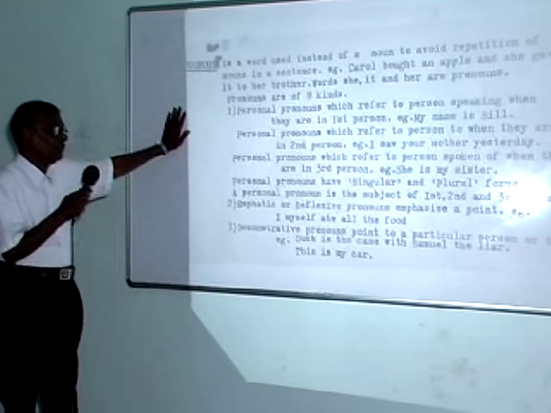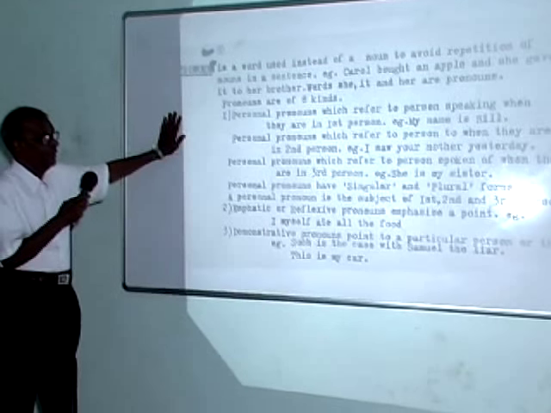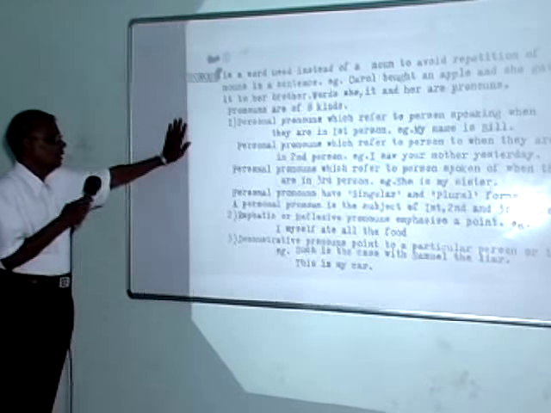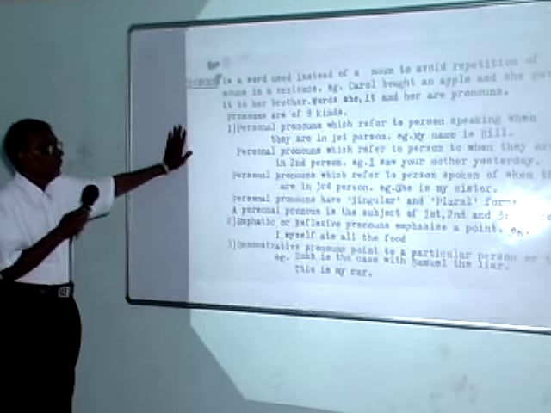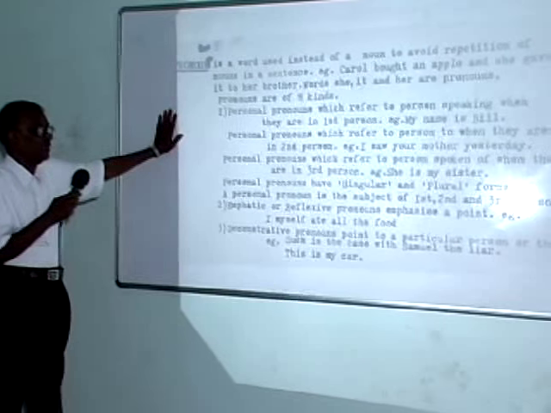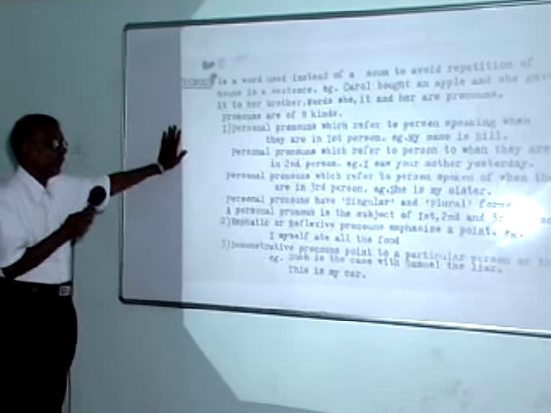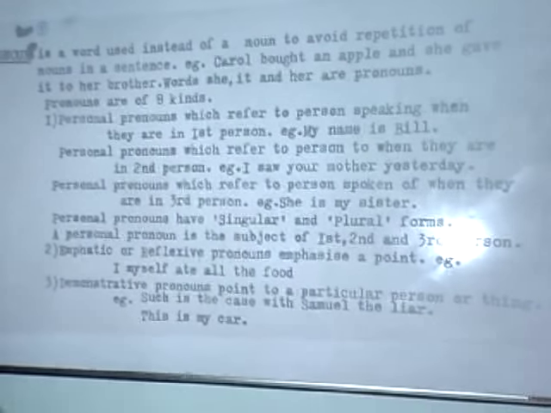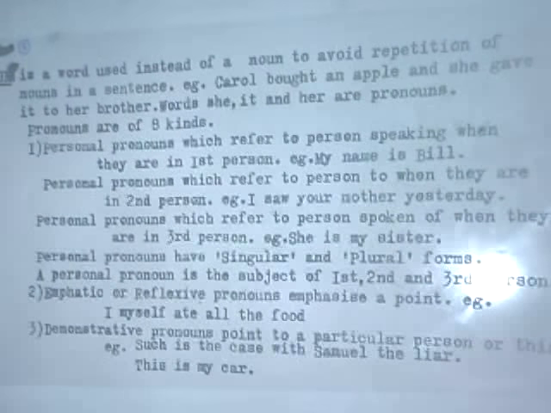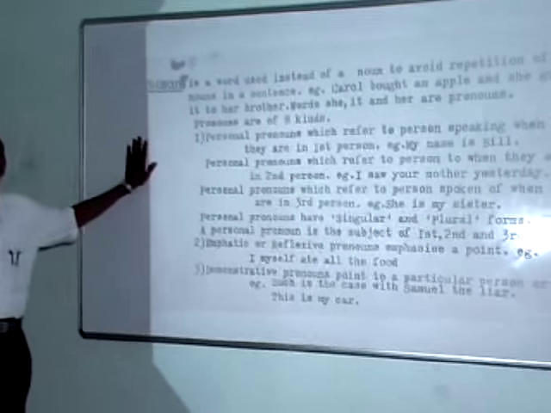First, personal pronouns, which refer to the person speaking when they are in first person, as in my name is Bell. Personal pronouns which refer to the person spoken to when they are in second person, as in I saw your mother yesterday. Personal pronouns which refer to the person spoken of when they are in third person, as in she is my sister. Personal pronouns have singular and plural forms. A personal pronoun is the subject of first, second, and third persons.